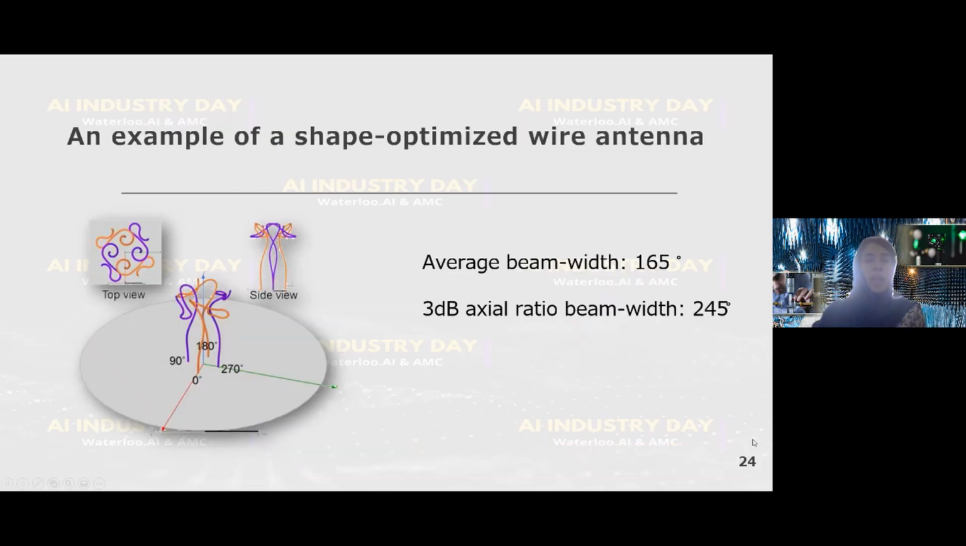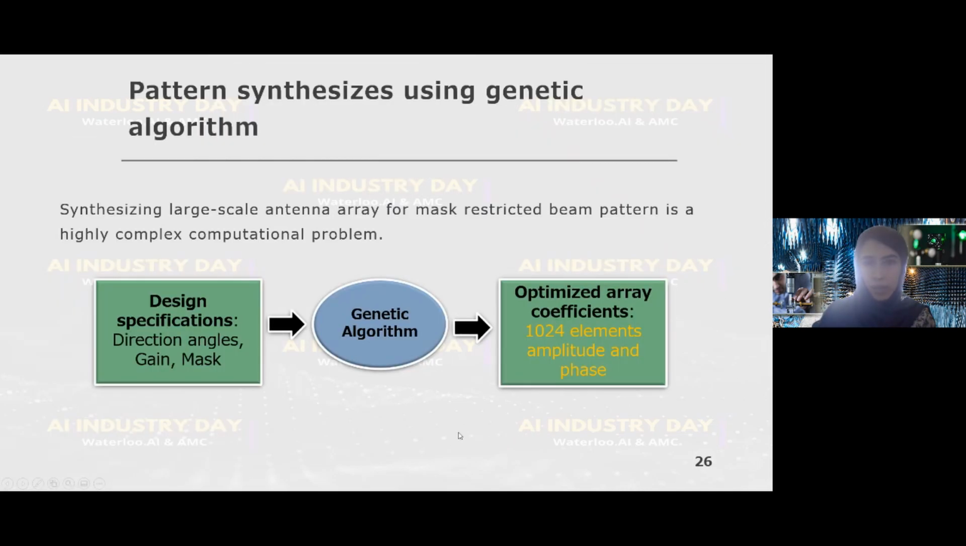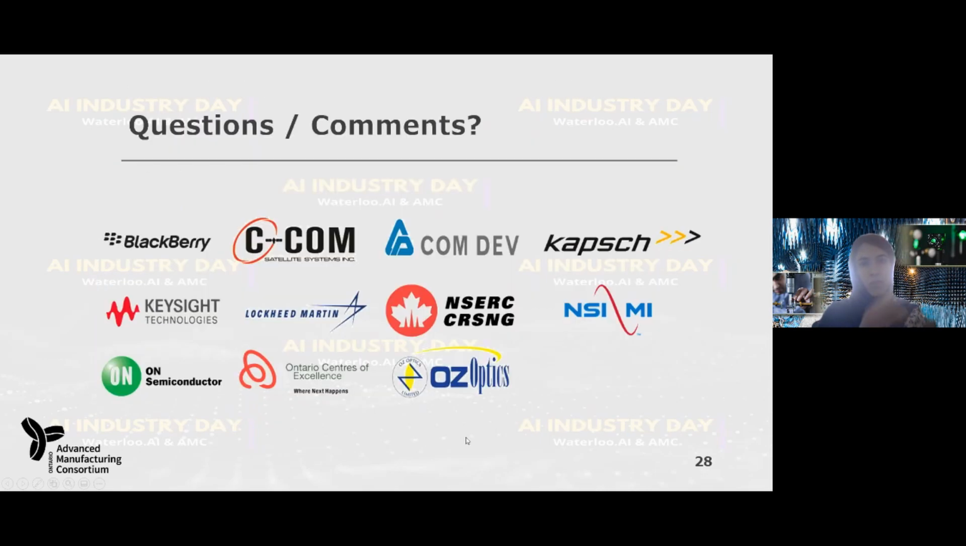So this is an example of a shape optimized wire antenna, which is very small, and also has a very large beamwidth and very good polarization behavior. It has a 3 dB axial ratio beamwidth of 245 degrees, which is very good. And I think let's stop at this point because I think we are past our time, but let's skip this part.